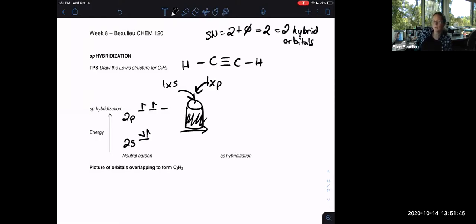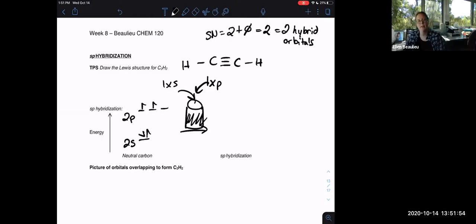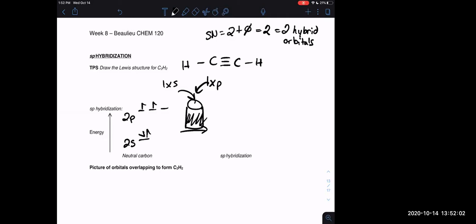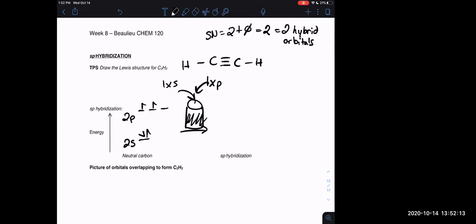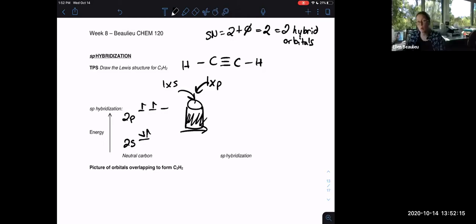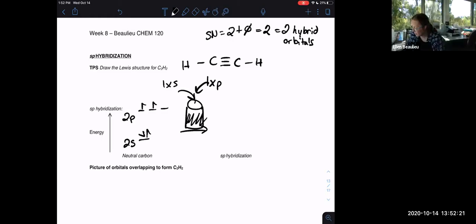Okay, I threw 2 orbitals in the blender. How many orbitals should I get out? 2. Where should they be energetically? Somewhere in the middle. Closer to P, closer to S, or literally right in the middle? Since it's a 1-to-1 relationship, half S and half P. So I'm pretty much in the middle. So there's my 2 sp orbitals.